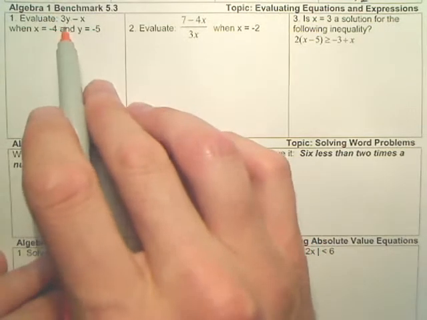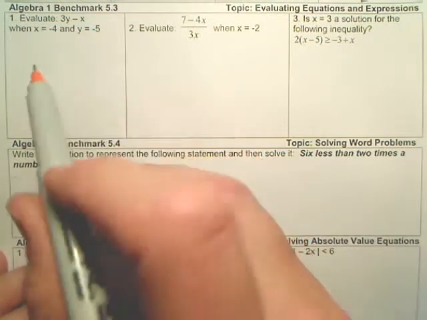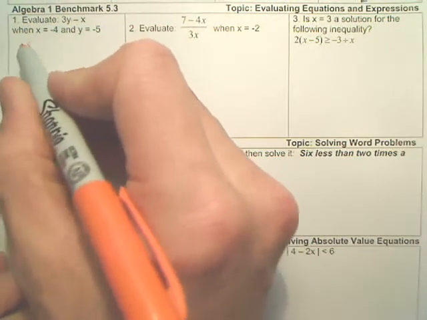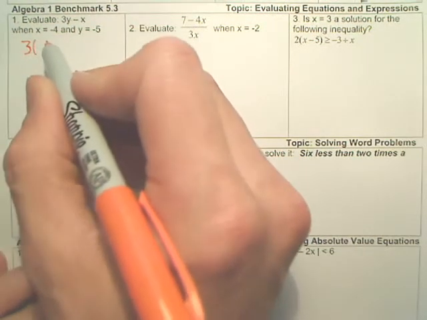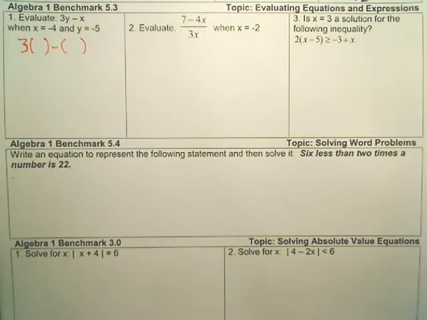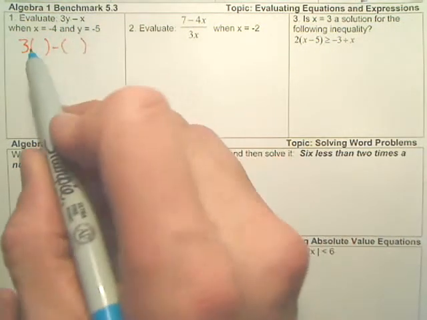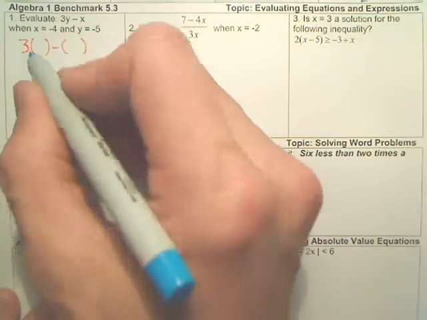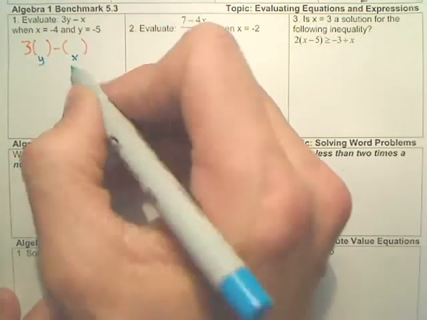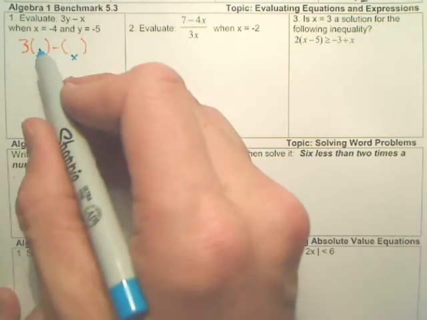Okay, you're going to evaluate this expression using these two values. So all we're doing is writing 3 blank minus blank, and what goes in this first blank? By the way, sorry, 3y minus x. 3y, this is y, and this is x, correct? 3y minus x.